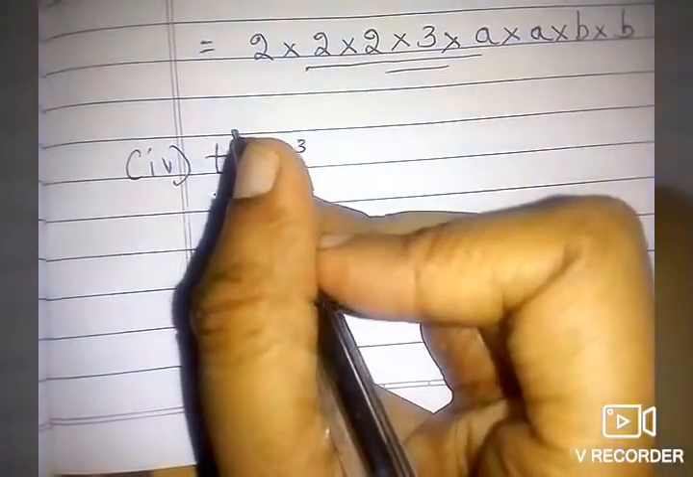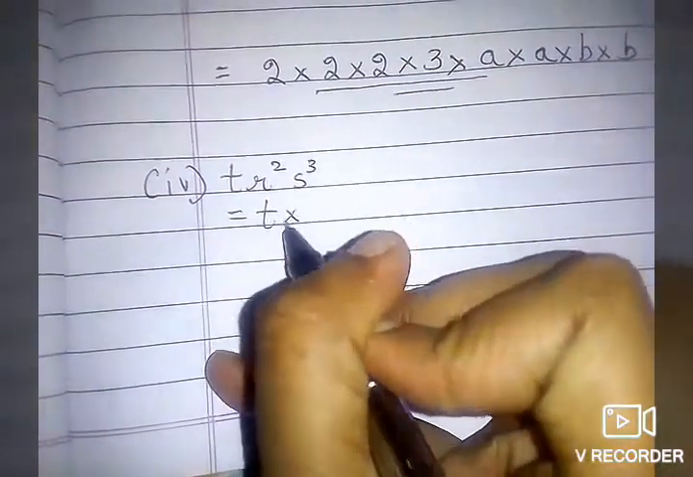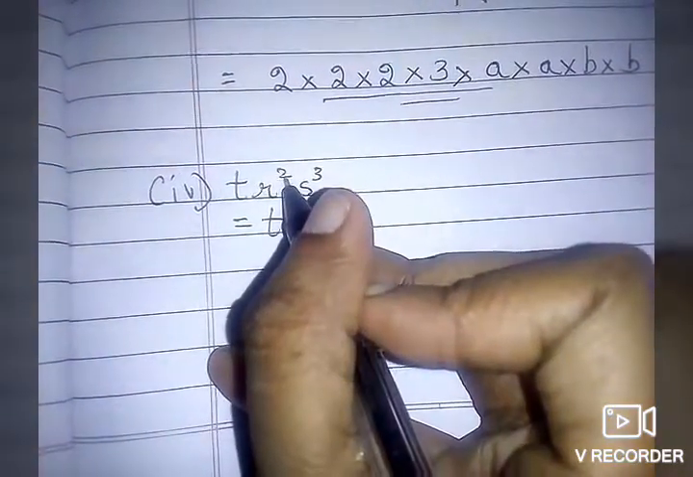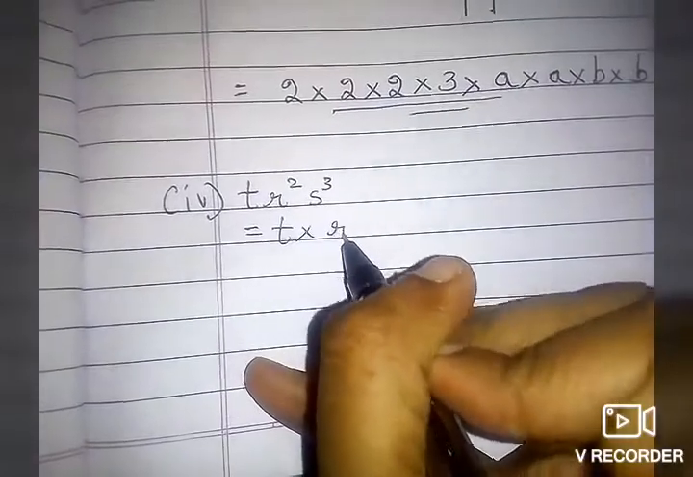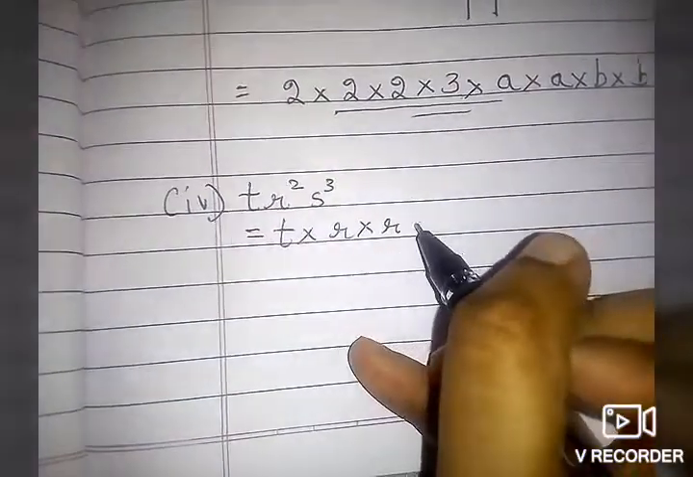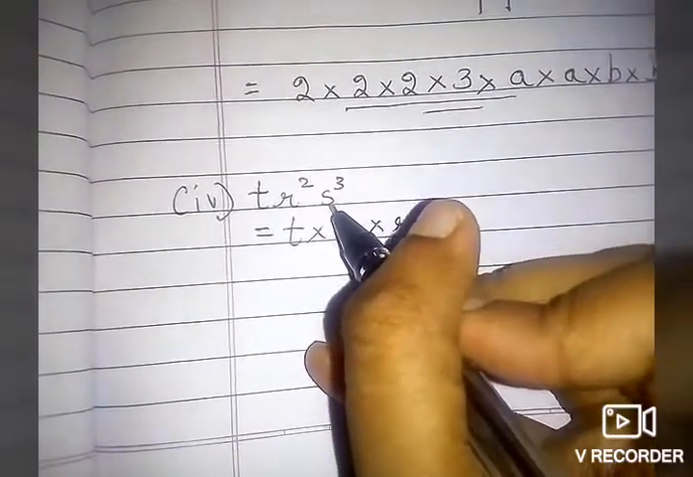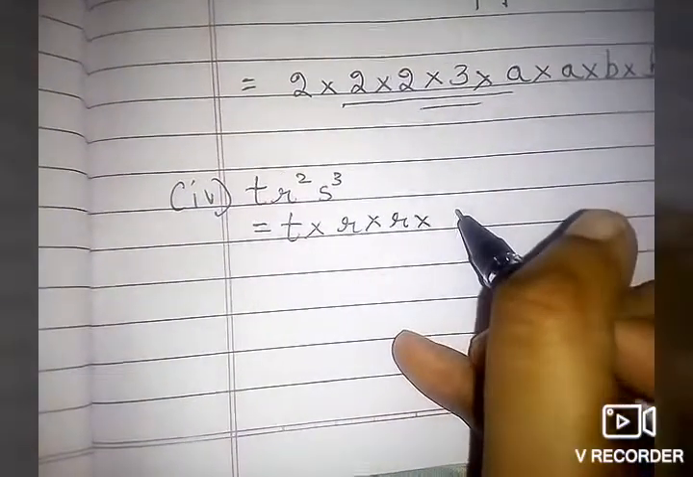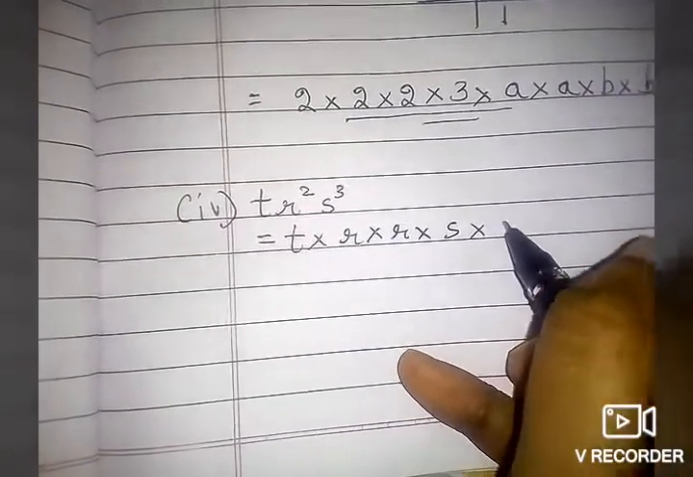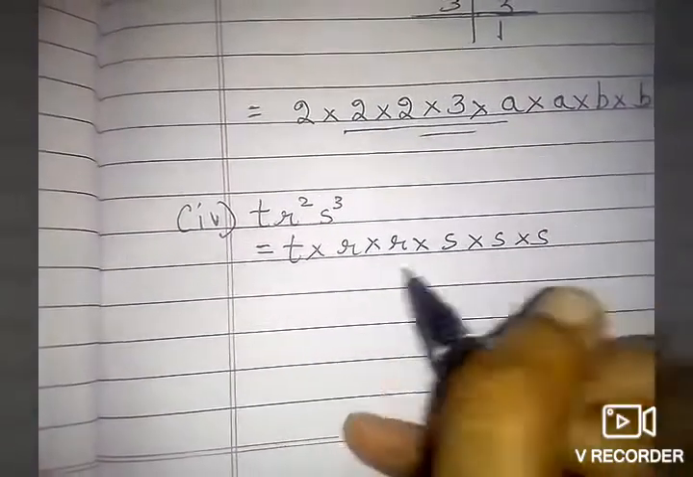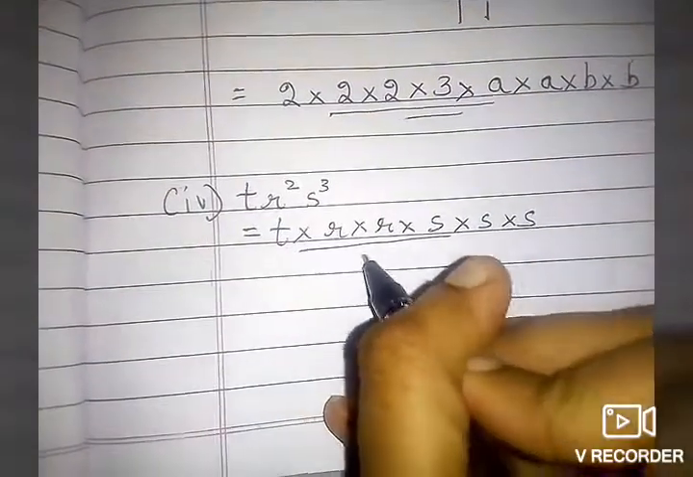t, what index do you have here? Nothing. t one time you have to write. r square. Index is 2. r you have to write 2 times. r into r in multiplication form. s cube. Index is 3 of s. So s you have to write 3 times. s into s into s. This you have to write in multiplication form. So this much is the answer.